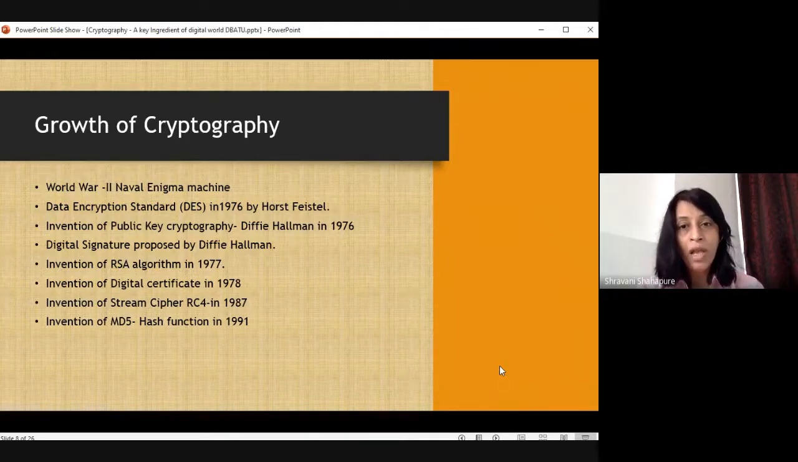Ron is a very famous cryptographer who worked on stream ciphers, and he invented RC4 in 1987, and in 1991 the MD hash was invented. Later, slowly there was growth, and people started studying complexity, because when we talk about cryptographic algorithms and their output, we have to think about complexity. People worked more towards complexity, and they came up with quantum cryptography and post-quantum cryptography, and now research is going in that direction, because quantum machines are there.